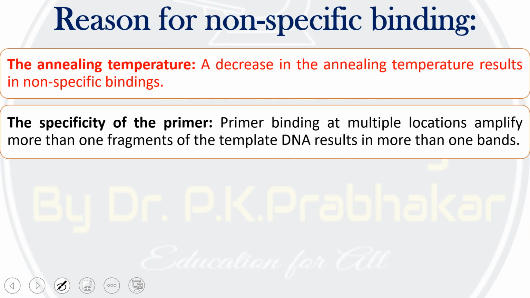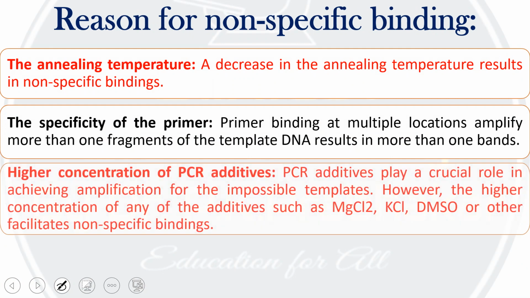The second one is the specificity of the primer. If the primer binds at multiple locations in the genome or the target DNA, it may amplify more than one fragment of the template DNA, and it results in more than one band in your gel electrophoresis. So the primer should be very specific, and it should bind to the target DNA only.